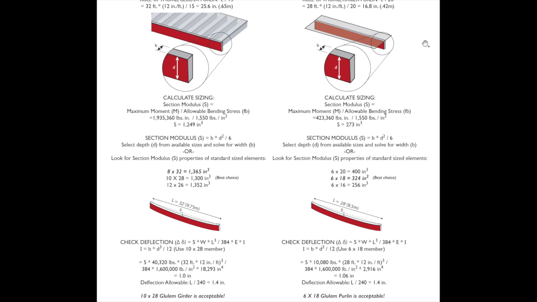You can go through the exact same exercise over here with the purlin, solving for what its section modulus needs to be. Looking in the catalog, we find that a 6 by 18 is going to meet and exceed that section modulus. Checking the deflection, we have 1.6 inches, allowable is 1.4. That purlin is acceptable. So what do we find? We find that a girder's 28 inches deep, purlin's 18 inches deep, and that matches pretty closely with what we found for our estimates.